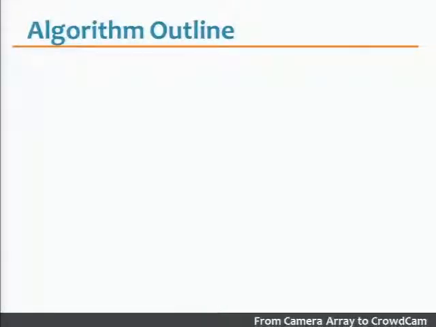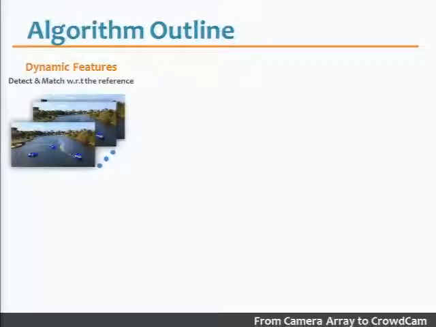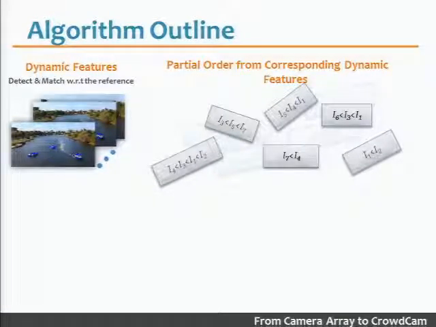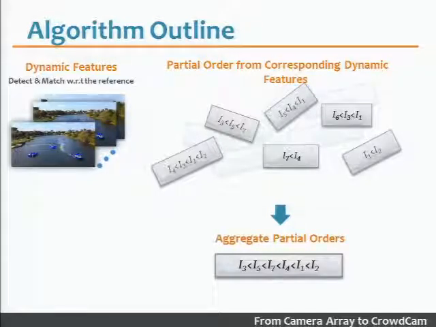So the outline of our algorithm, as I said, consists of extracting the static and dynamic features. Every set of corresponding dynamic features in a subset of the images gives us a partial order of the images it was found in. And these partial orders are not necessarily consistent. There could be errors due to matching, wrong geometry, or that kind of stuff. And what we want to do is to take all these partial orders and to output one full consensus order that will agree as much as possible with all these partial orders.